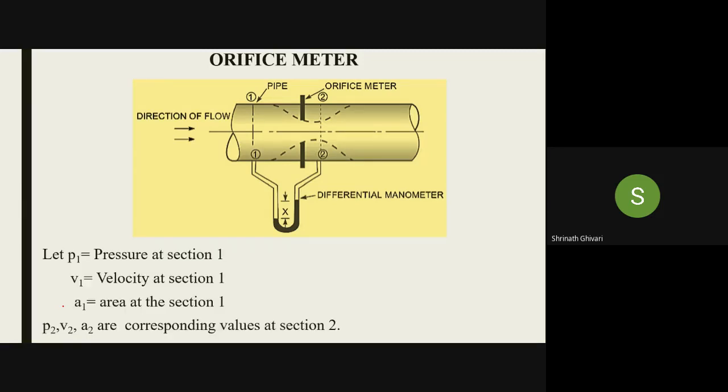Okay, so let P1 be the pressure at section 1, V1 be the velocity at section 1, A1 the area at section 1, and P2, V2, A2 are the corresponding values at section 2. So this is the pressure, velocity, and area at section 1 at this point, and P2, V2, and A2 are the corresponding values at section 2 here.